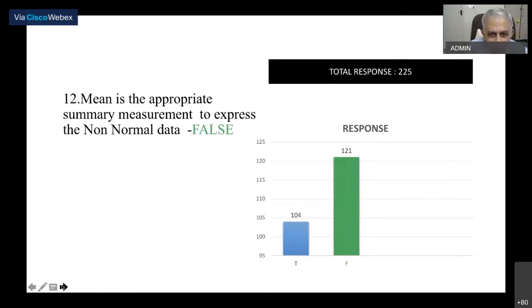Mean is an appropriate summary measurement of non-normal data. It is not true. Mean is actually the arithmetic mean. If you have 10 values or 20 values, whatever number, you add up all of them and divide by the total number, then you get the mean value. So here also 104 got the wrong answer. So it is not correct. Number 13.